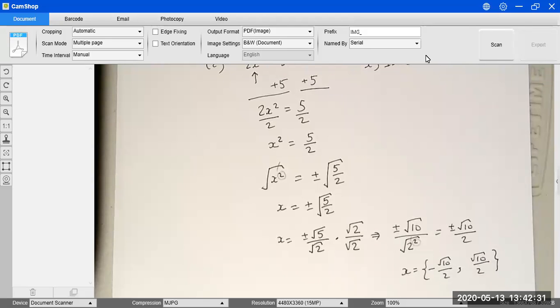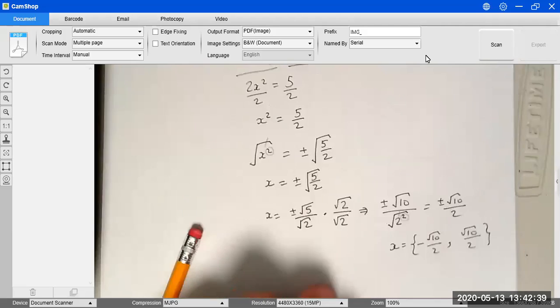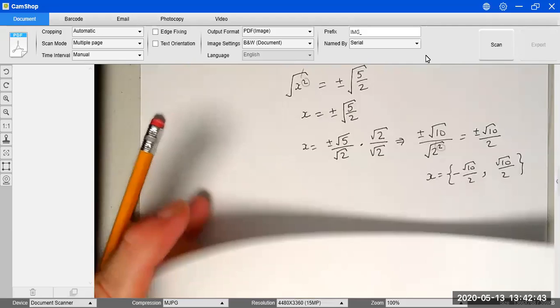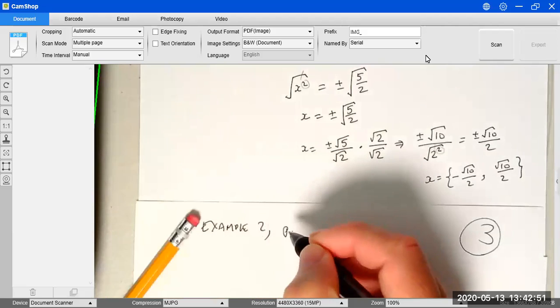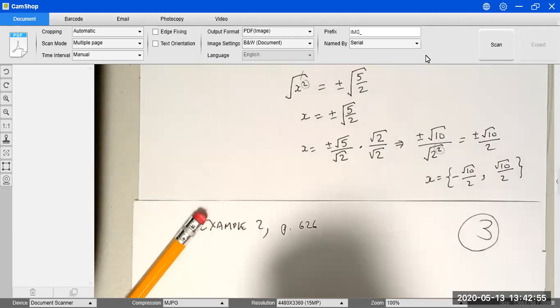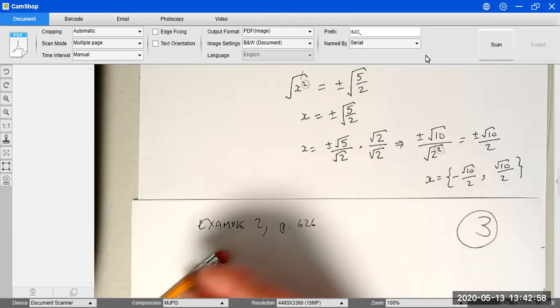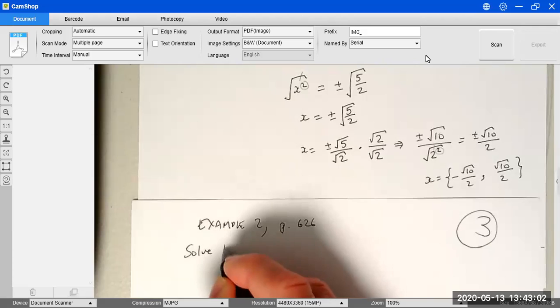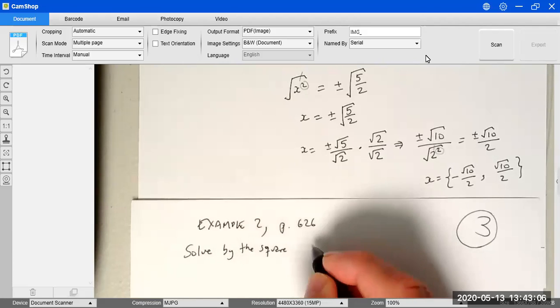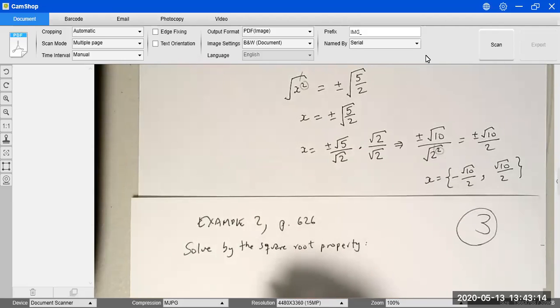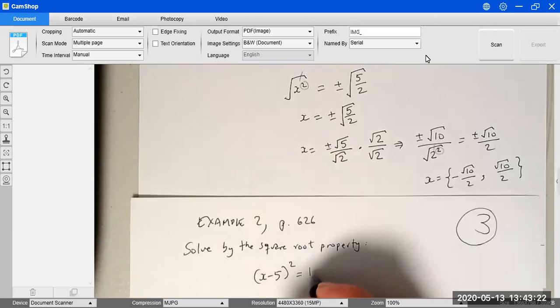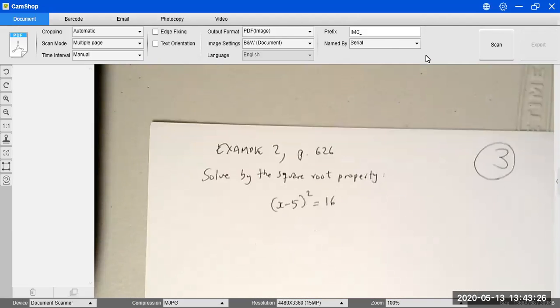Now we're going to work another example. We're going to work example two. Example two is on page 626. So now we're going to solve by the square root property the following quadratic equation: x minus 5 squared equals 16. So that's the equation that I'm going to solve.